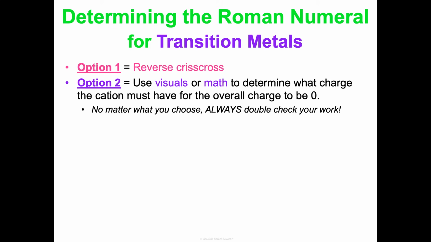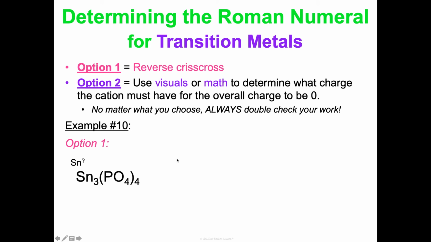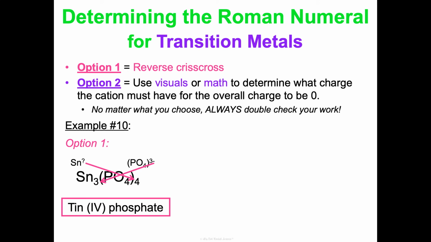Okay, so let me model how you can do this. So let's do another example. Option number 1, look at this chemical formula. Okay, so we know that this is tin, and this is the polyatomic ion phosphate, but tin is a transition metal, so I've got to put a Roman numeral to indicate the charge. So I don't know the charge on tin. I do know the charge of phosphate is 3 minus. So that 3 is what went here. That means whatever tin's charge is what went on the outside over here. So this must be tin for phosphate.